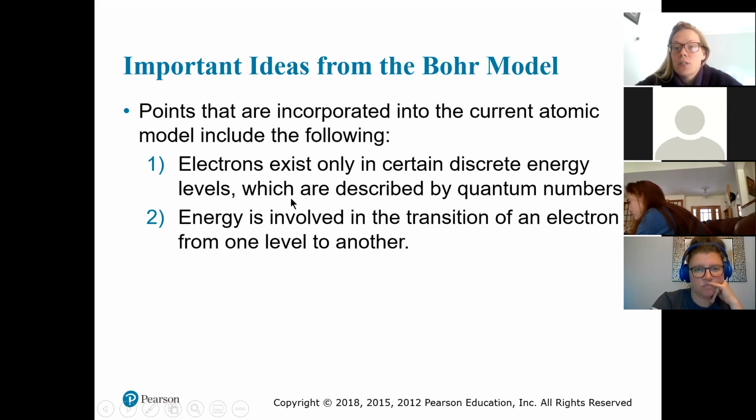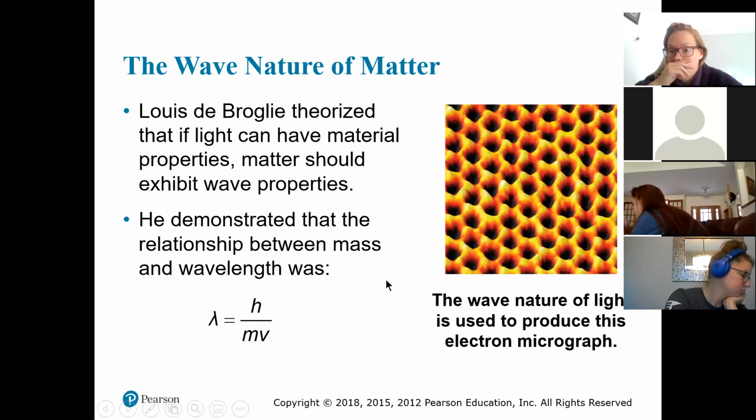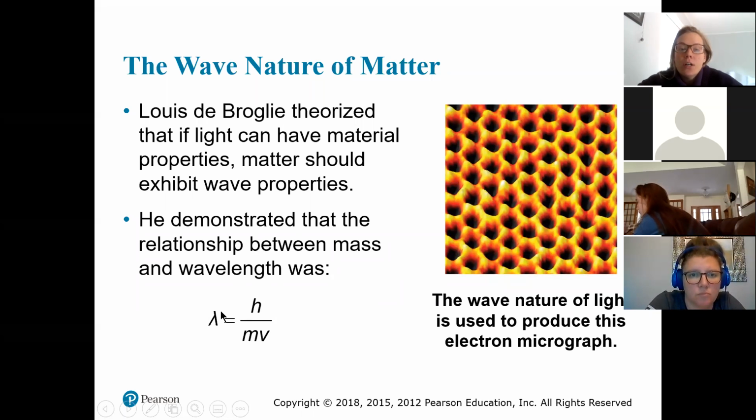There were some pieces of information that were good here, though. The one thing being that there are these discrete energy levels. So that is going to pull through in the quantum theory, where we have these energy levels, lowest energy closest to the nucleus, higher energy as you move out and away. And if you transition from one to the other, you're going to gain or lose energy. So matter, whether it's really teeny tiny or super large, has a wave nature to it. So we can't explain electrons just under the Bohr model because electrons don't behave in this really specific particle-like way. They actually have wave properties.